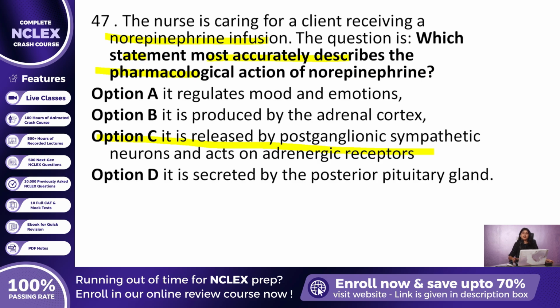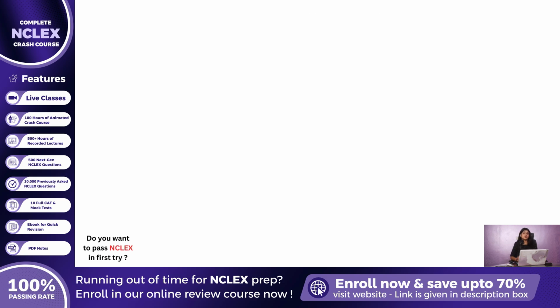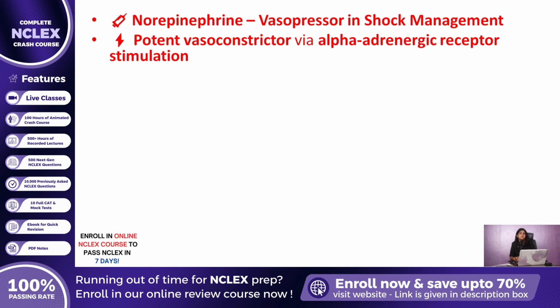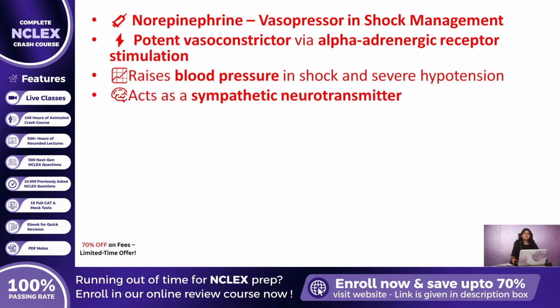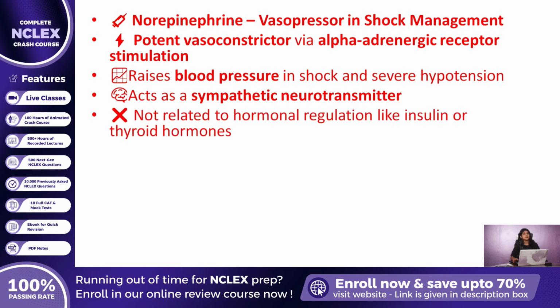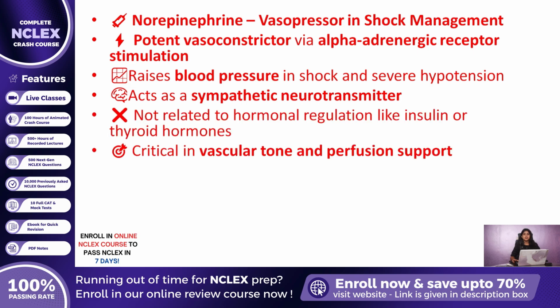Here is the rationale. Norepinephrine is a potent vasopressor and neurotransmitter in the sympathetic nervous system. It stimulates primarily alpha-adrenergic receptors to cause vasoconstriction and increase blood pressure. This mechanism is critical in managing shock and severe hypotension. The other options confuse norepinephrine with hormones or neurotransmitters not related to sympathetic vascular regulation.